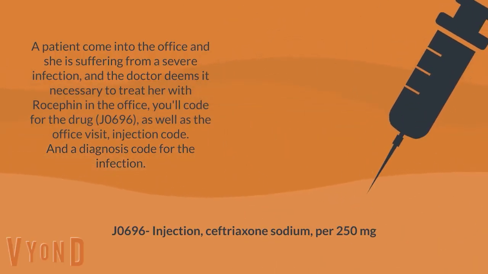Let's take a look at an example here. Let's say a patient comes into the office and she's suffering from an infection. The doctor is going to see the patient, do an exam, and determine that she needs an injection. This medication of ceftriaxone is going to be coded with the HCPCS code of J0696. You're also going to pick up an E&M code from your CPT book for the office visit, as well as a CPT code for the injection itself. Don't forget the ICD-10-CM diagnosis code for the condition or the infection that brought the patient in.